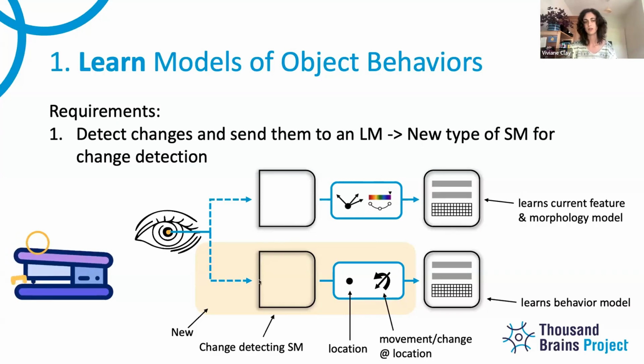And then the addition would be that we have another type of sensor module, and instead of detecting static features, it would detect movement or changes at locations. So it would still send a location in space, but then it would send like a movement direction or an orientation or a change in a feature, like a color change on a traffic light. And then the learning module would remain untouched. Same mechanism, same internals. It would just get a different kind of input and learn a behavior model from that.